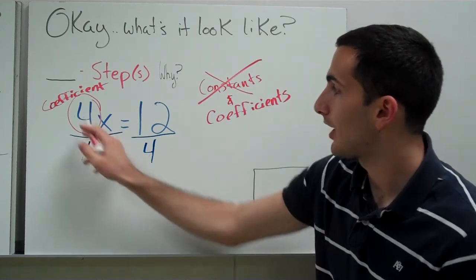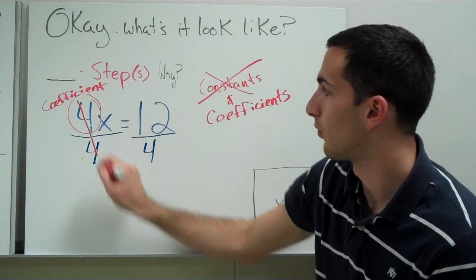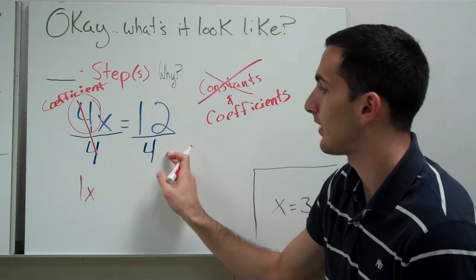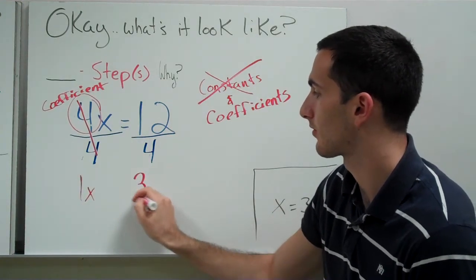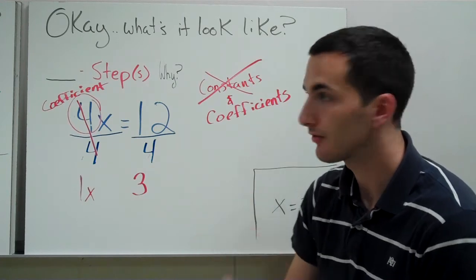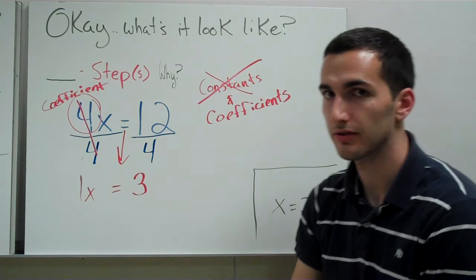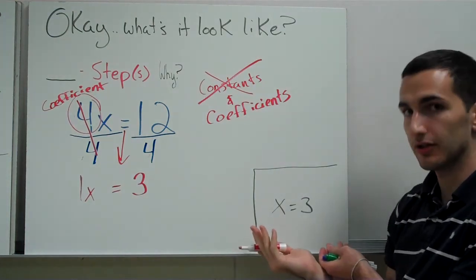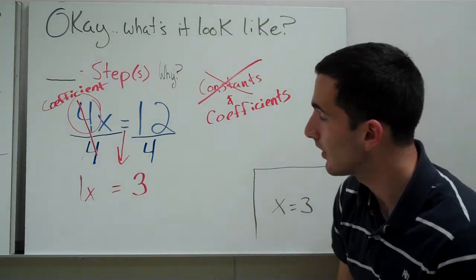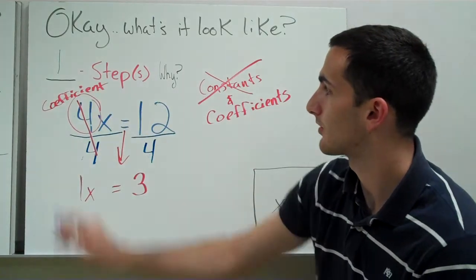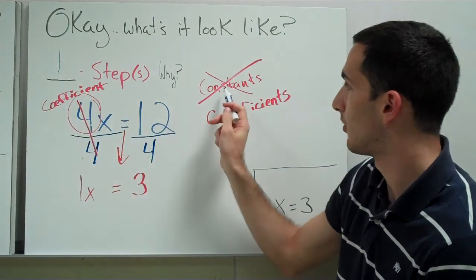We know that 4 divided by 4 is going to give us 1, so we'll have 1x over here. We know that 12 divided by 4 is going to give us 3. And never ever forget, bring down your equal sign to get your answer. And our answer is x equals 3. Again, we know that this is a one-step equation because there is a coefficient but no constant.